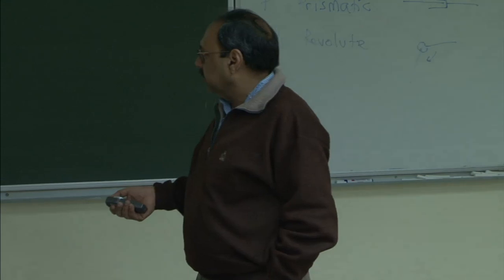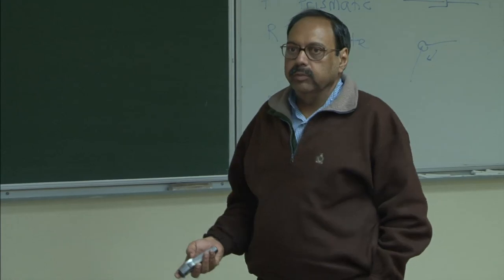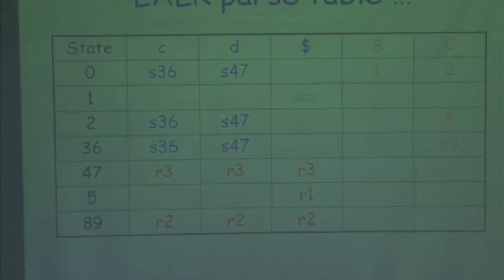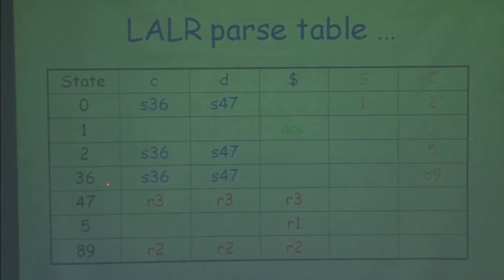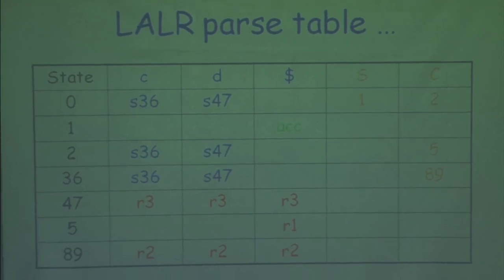Okay? So since they have the same core, GoTo of J, X, where X is a grammar symbol, will also have the same core. Okay? So this is coming from the construction, and this is how the LALR parse table is going to look. What I have done is replaced states 3 and 6 by a new state symbol called 36, 4 and 7 by a new state symbol 47, and 8 and 9 by a new state symbol 89. So it has 3 fewer states as compared to canonical LR as far as this example is concerned. And this is exactly the same number of states as the SLR parse table.